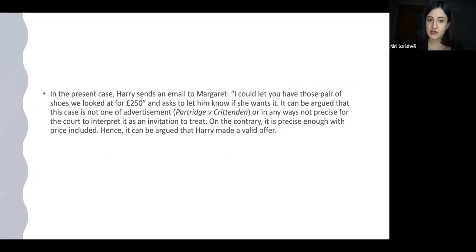In the present case, Harry sends an email to Margaret: "I could let you have those pair of shoes we looked at for £250," and asks to let him know if she wants it. It can be argued that this case is not one of advertisement, Partridge versus Crittenden, or in any way was not precise for the court to interpret it as an invitation to treat. Thus, we established that it's an offer rather than an invitation to treat because the statement by Harry was precise and it did not give any room for negotiation. It was very clear and precise.